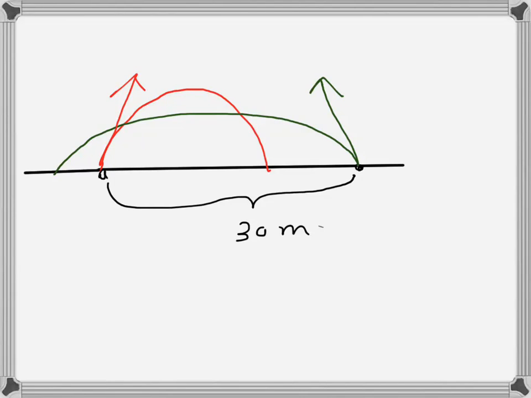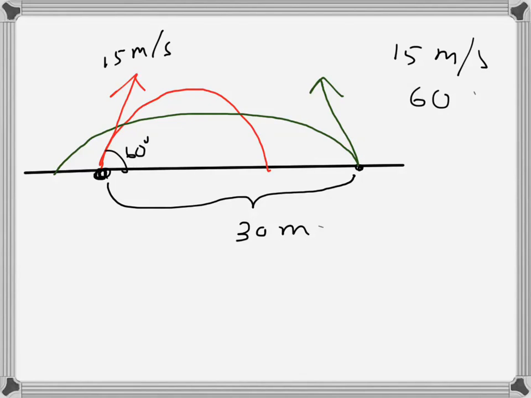It is said that an object is thrown at a velocity of 15 meters per second and at an angle of 60 degrees. So this one, the red one, is the path of that object, and the angle is 60 degrees, the velocity is 15 meters per second there. So that one is 60 degrees.